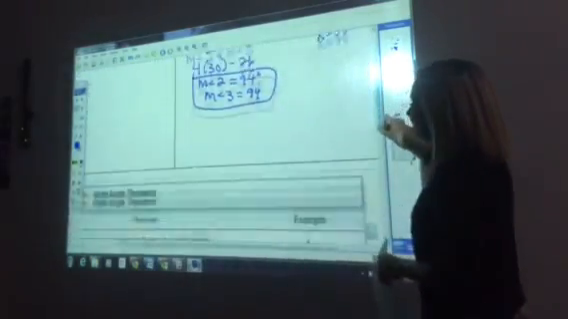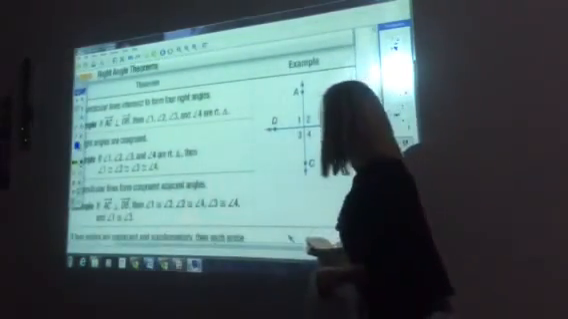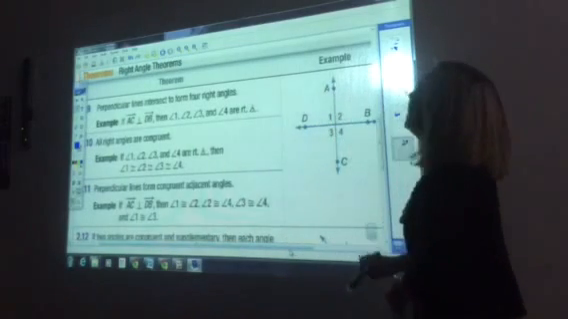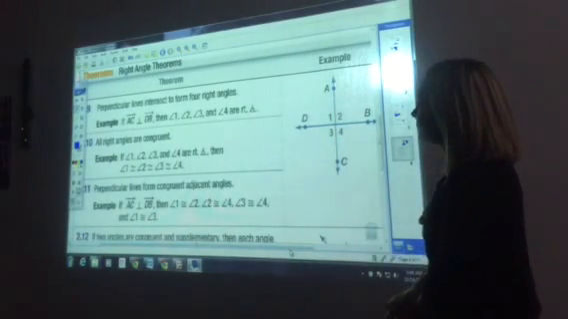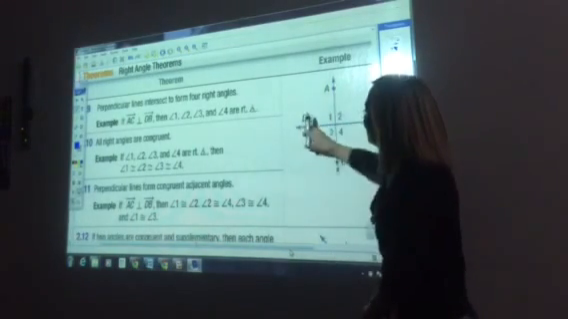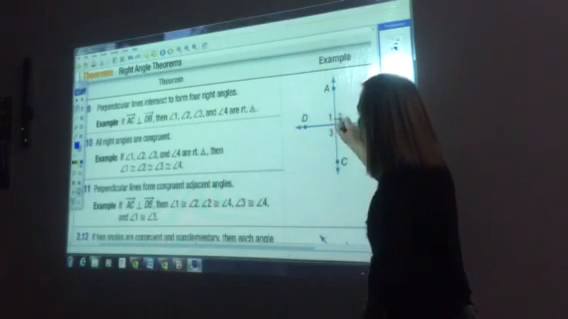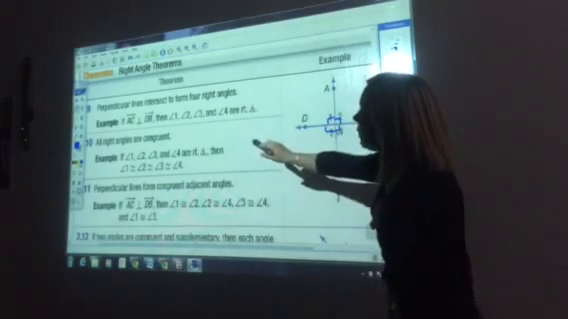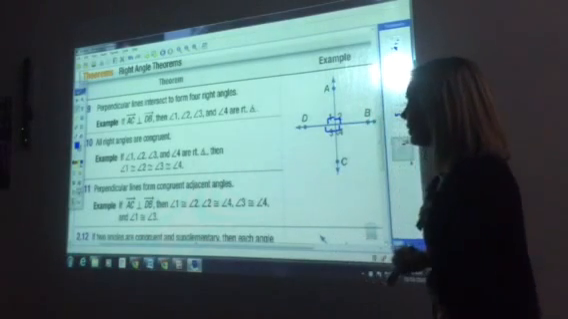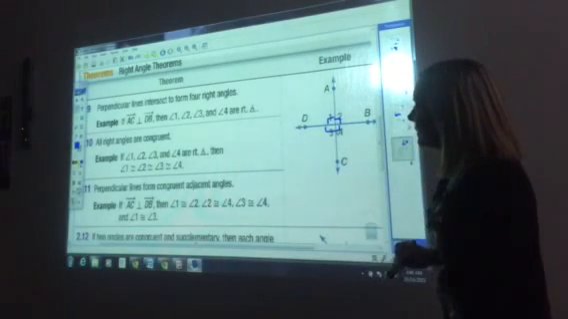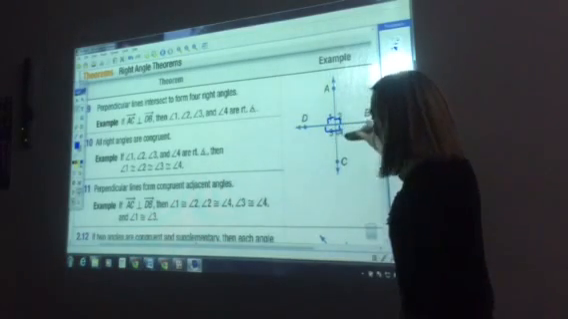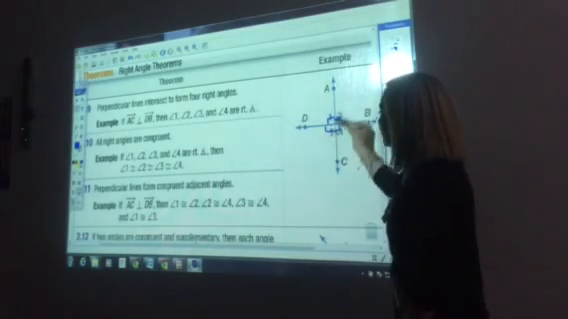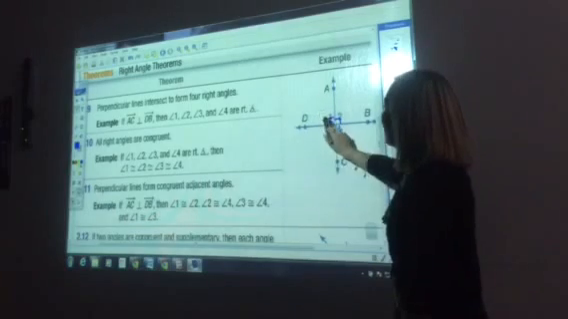The last thing is just going to talk about what we know about right angles, okay? Perpendicular lines intersect to form right angles. So if these two lines are perpendicular, then we know that there's 4 right angles all the way around, okay? All right angles are congruent, so yes, they are all 90 degrees. Perpendicular lines form congruent adjacent angles. So yes, 2 and 4 are congruent, 4 and 3 are congruent, 3 and 1 are congruent, and 1 and 2 are also congruent.